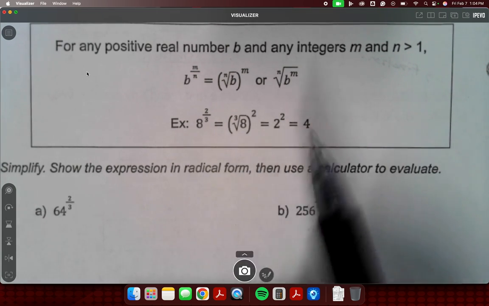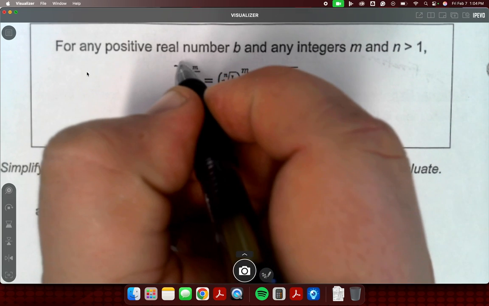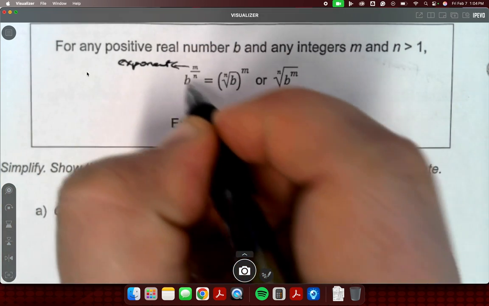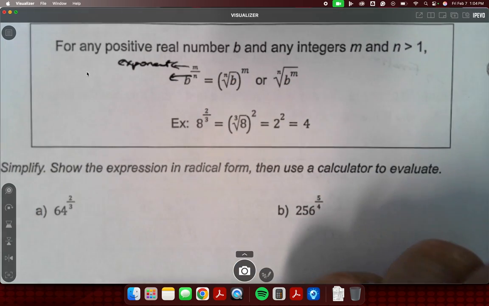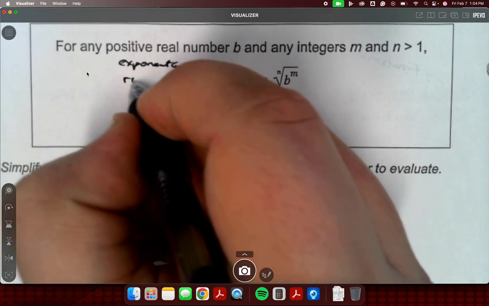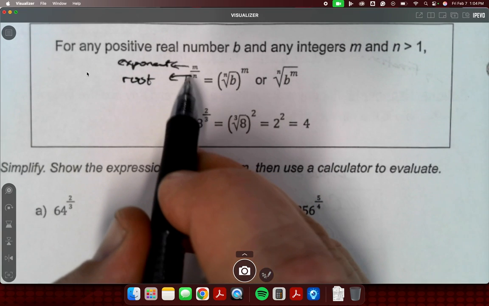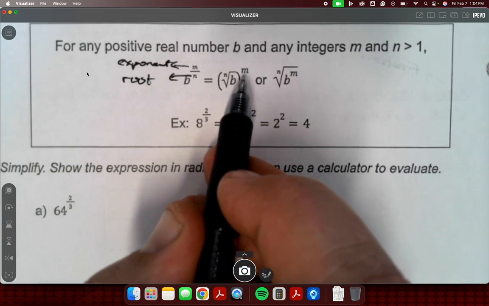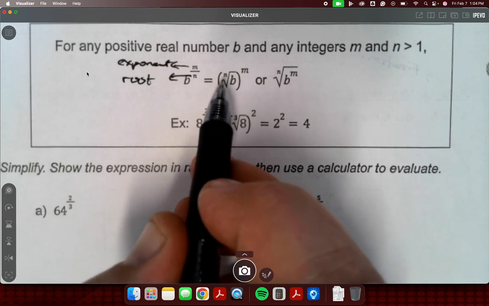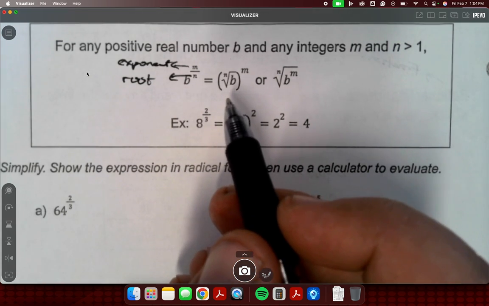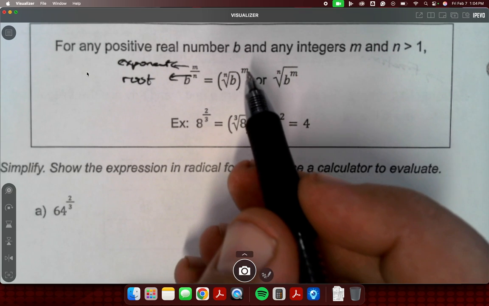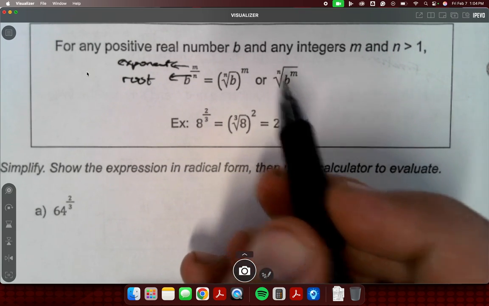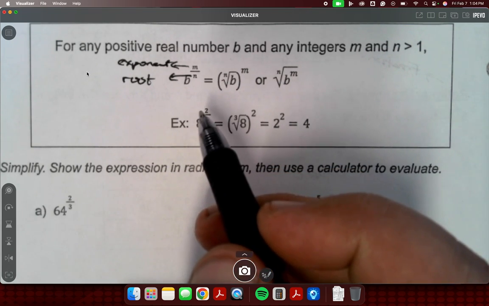So here's what you need to know. The number on top is the exponent. It's what we often call the power. The number on the bottom is the root. So you can see here, they changed this m to be an exponent. They changed this n to be a root. And it doesn't matter whether you write it as the nth root raised to the m power or the nth root of the m power, because the order we do these things in doesn't matter.